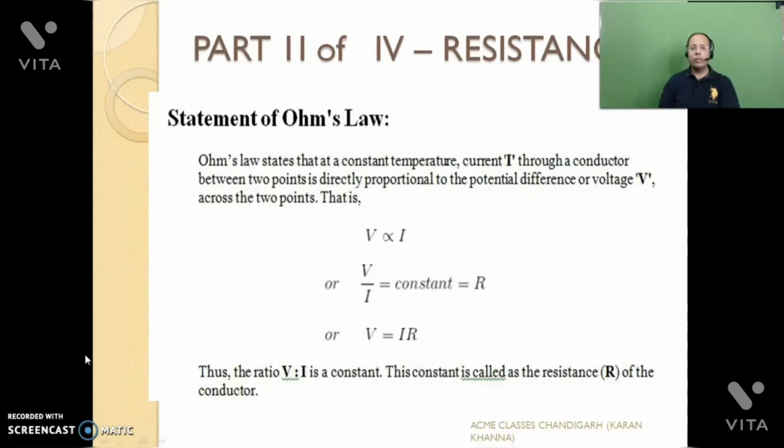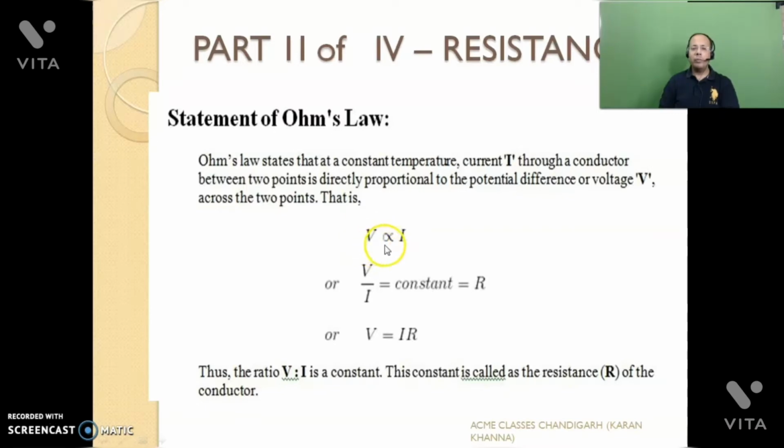resistance. So Ohm's law states that at a constant temperature, current through a conductor between 2 points is directly proportional to the potential difference across the 2 points. Now that means current is proportional to potential difference. In class 10th, we say V is proportional to I, but potential difference does not depend upon current, it is the other way around. Current depends upon potential difference. So this is an oversimplification of the concept.